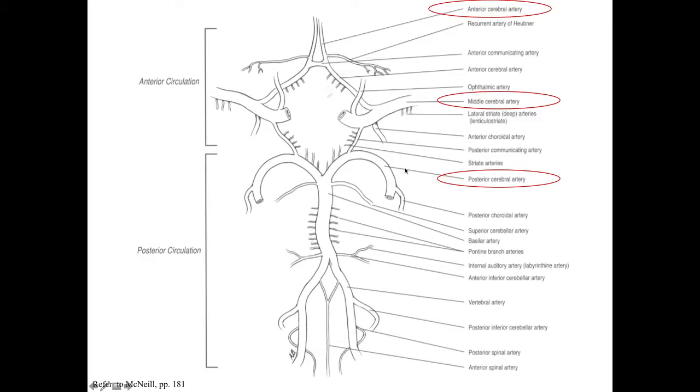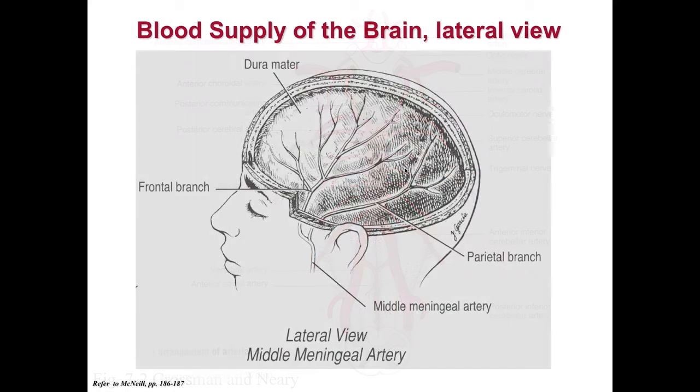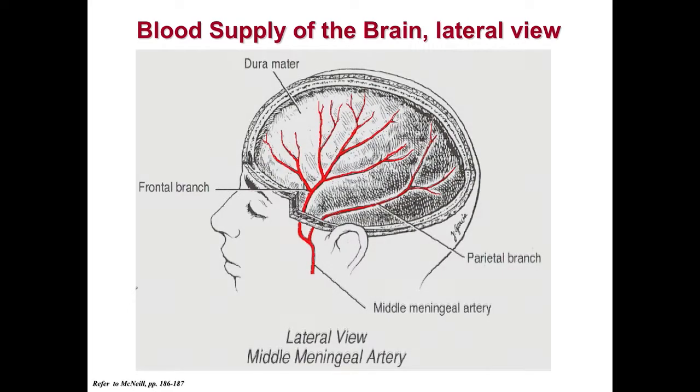So, okay, all right, we've talked about these different regions and these different domains. What we want to be able to do now is to look at just a couple more examples of this lateral view of the blood supply of the brain. The middle meningeal artery is really interesting. It arises from the external carotid.